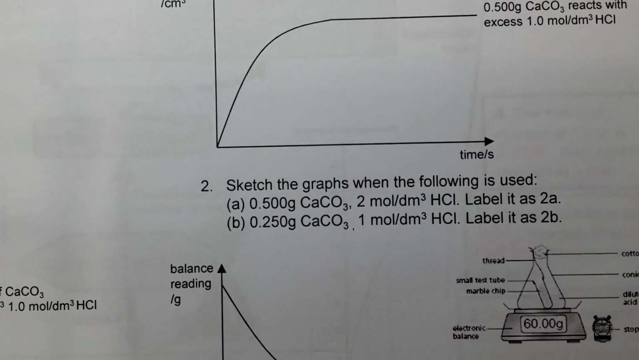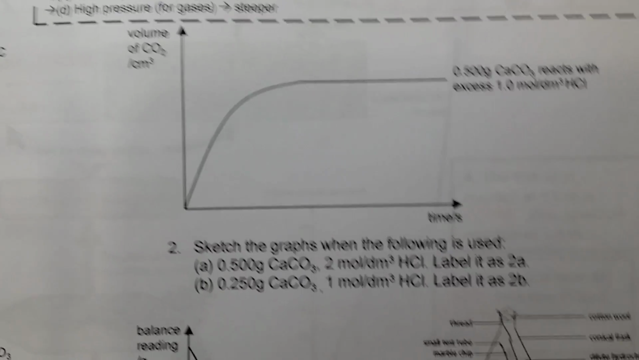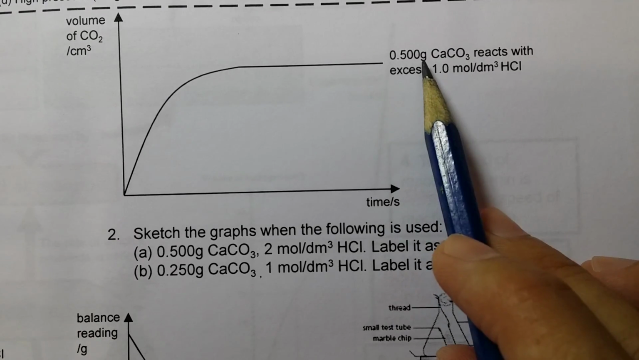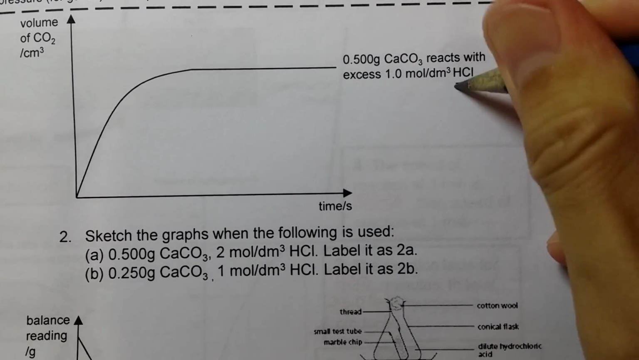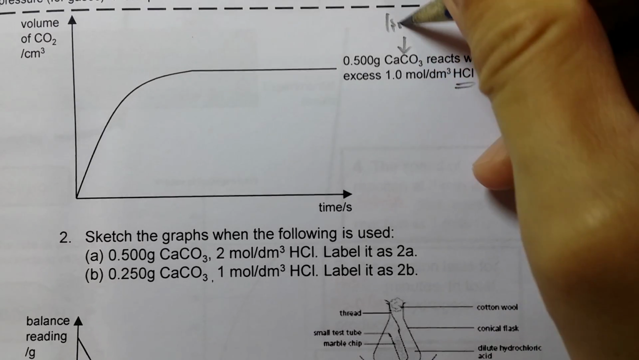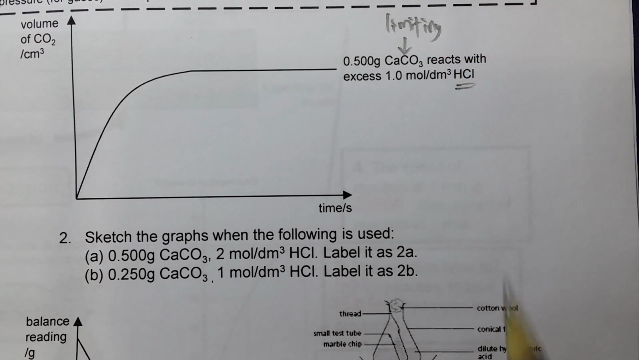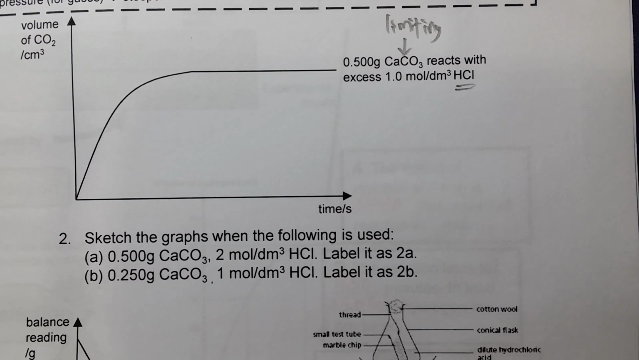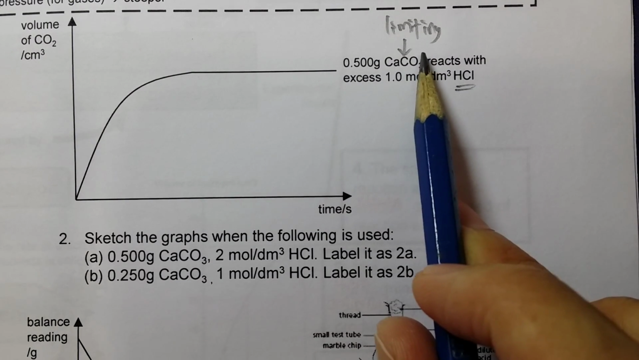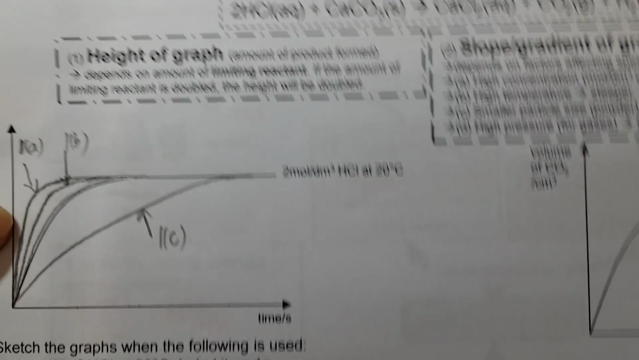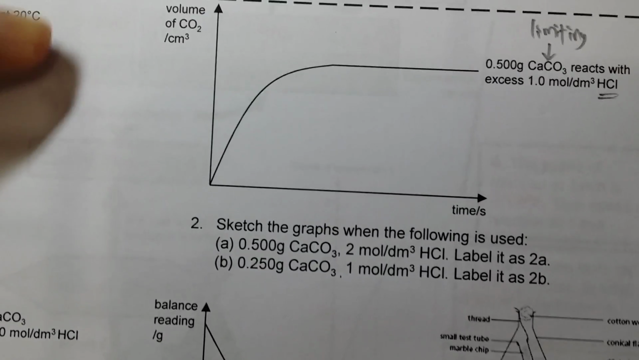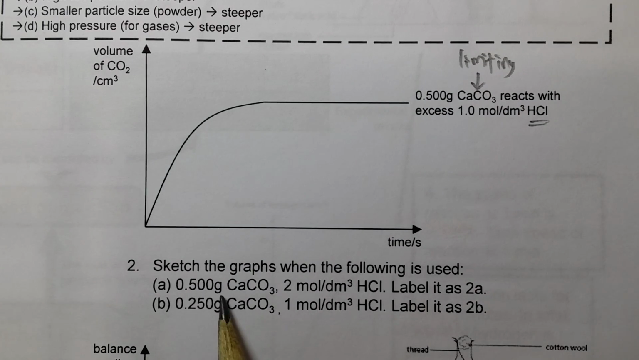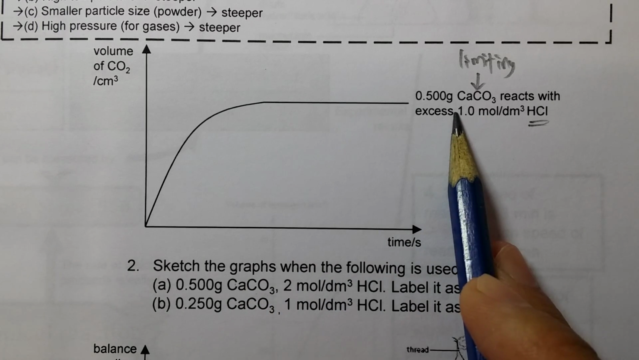Now let's look at number 2. This is 0.5 gram calcium carbonate reacts with excess HCl. It means that this one is limiting. This is the limiting reactant. 0.5 gram calcium carbonate. So the amount of limiting reactant is very important because that would determine the height of the graph. So if you look at 2A, 0.5 gram calcium carbonate, same amount of limiting reactant, which means that 2A and this one have the same height.